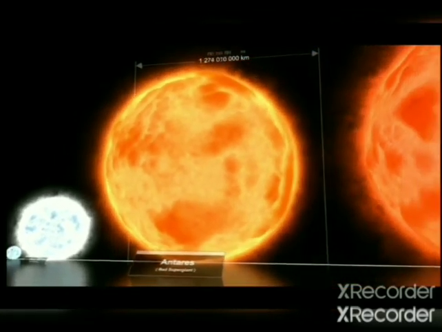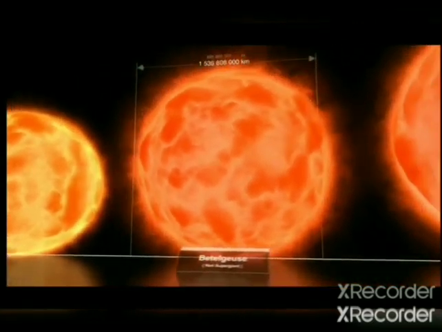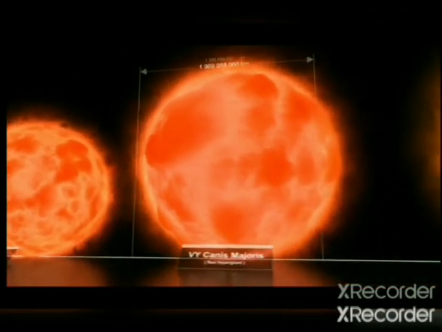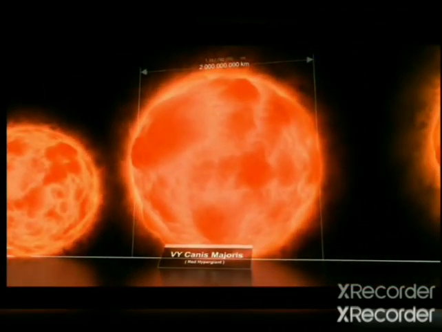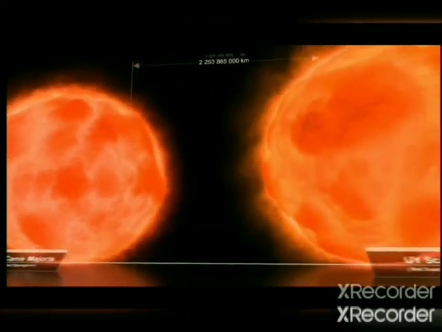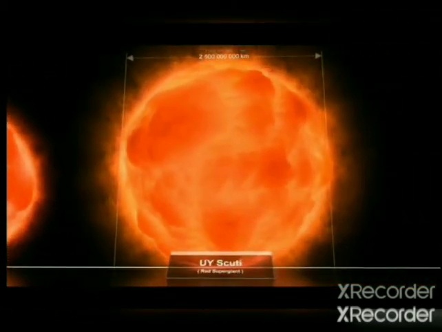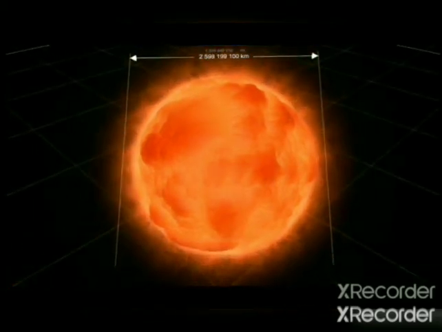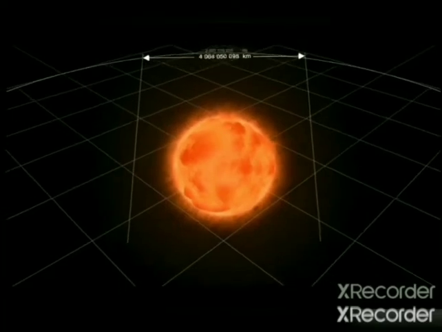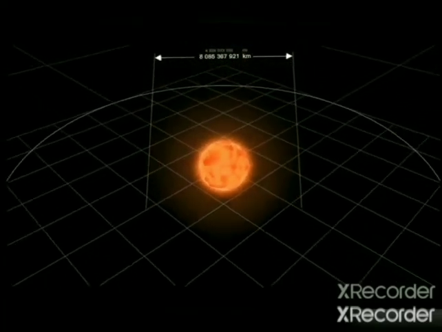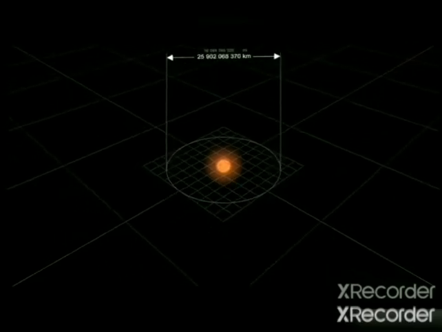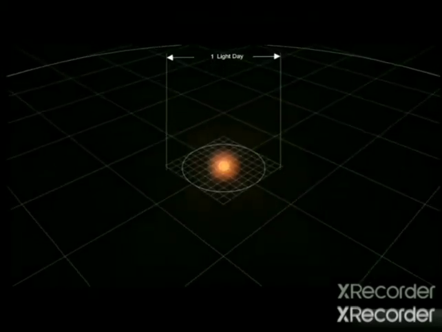A light year or a light day is that distance which light will cover in a period of one day. So when light travels for a time of one day, the distance covered by that light will be called one light day. Similarly, when light travels for a period of 1 year, that is 365 days, then we say that that light has covered a distance of 1 light year.